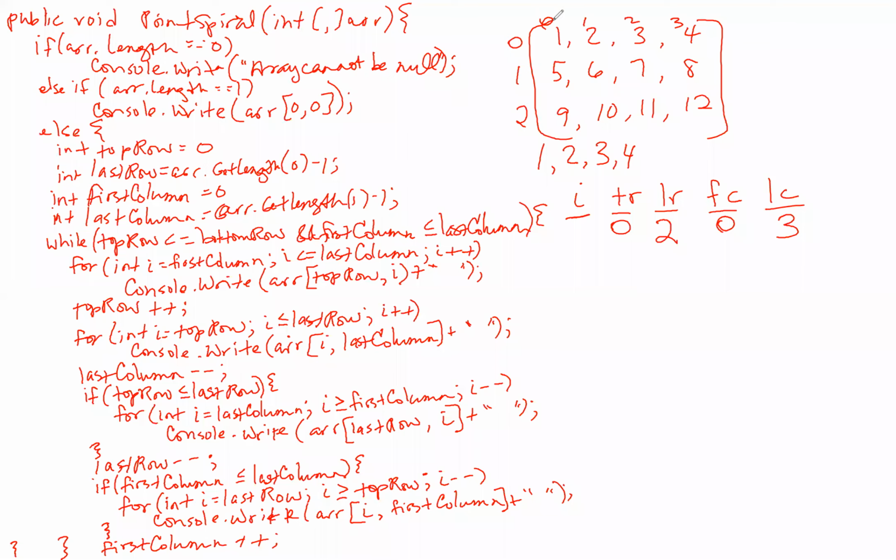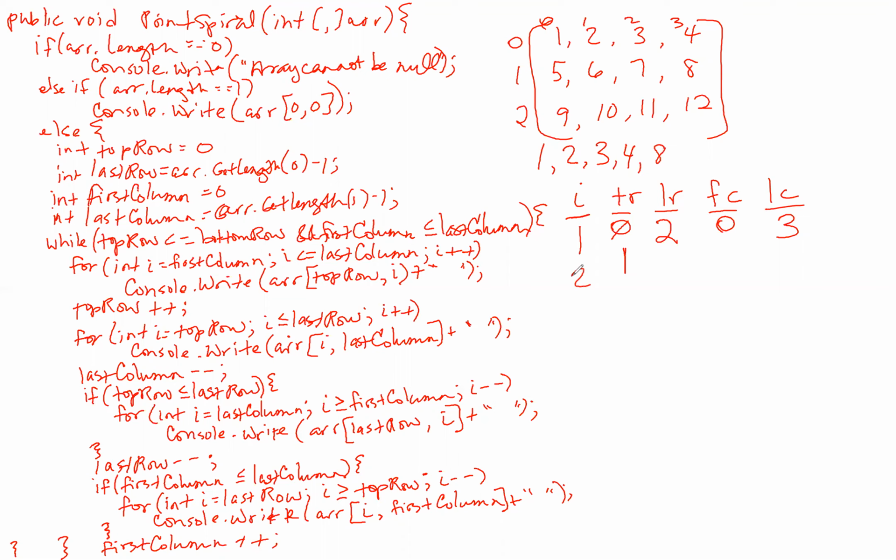Okay, so top row plus plus right after that for loop. So top row becomes 1. All right, so for int I equals top row, so I is 1. I is less than or equal to the last row, which is 2. I plus plus. Okay, so console.write array at I. So I is 1. Last column, and last column is 3. So we're going to print 8.